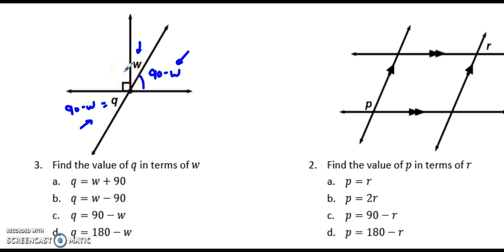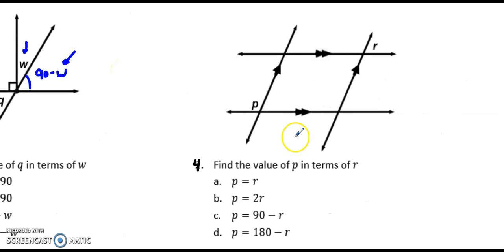Next, let's take a look at 4. Number 4, find the value of p in terms of r. I'll try this one both ways: first by putting in a random number for r, and next by doing it without that. So let's see here. Instead of r, I'll call that, I don't know, 70 degrees again sounds good, 70 degrees.